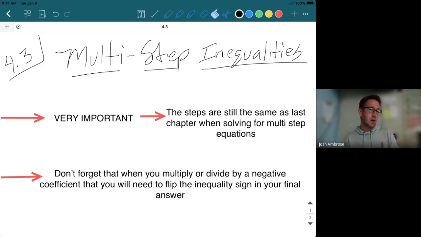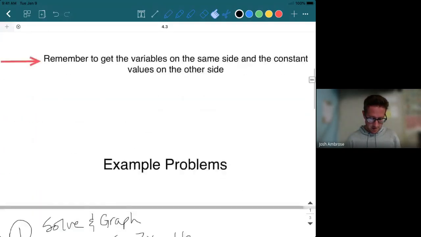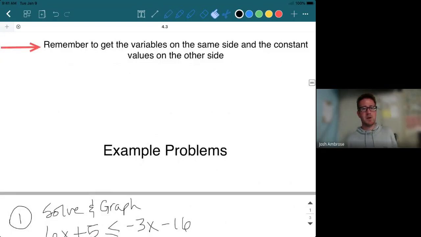Now that it's an inequality, the key piece to remember is if you multiply or divide by a negative coefficient, remember, that's the number in front of the variable, if that is a negative, then your inequality sign will flip. Also, get all the variables on the same side and all the constant values on the other side, but that goes down to doing it the same way. It doesn't change.